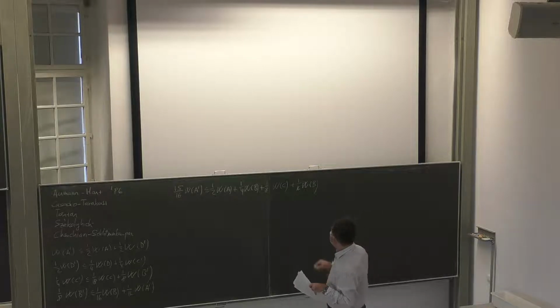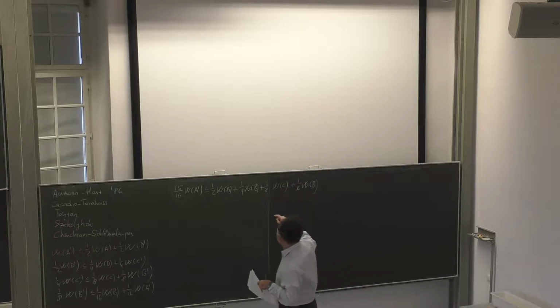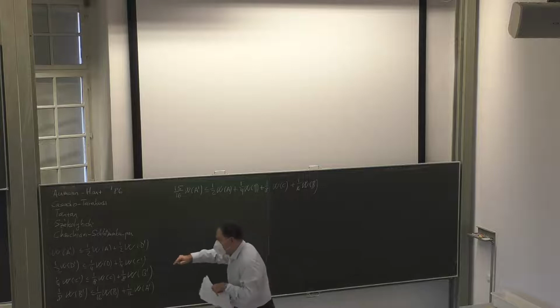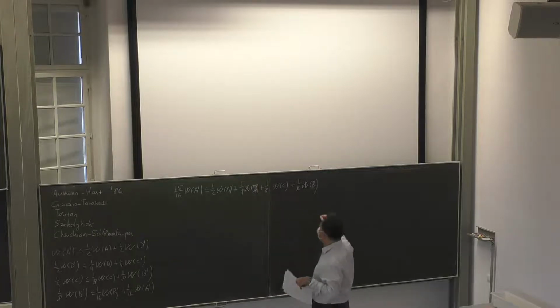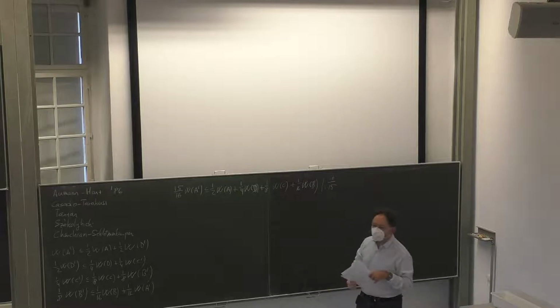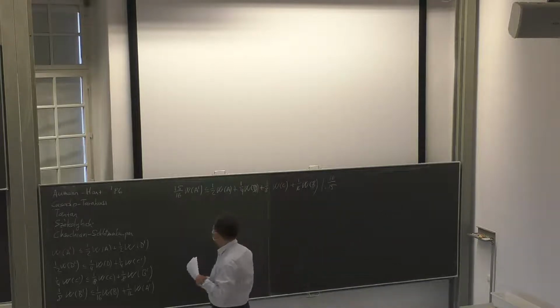I, B, C, D. So is B here? B. Aha. Thank you, Ulisse, because you are right. B, yeah. So now you multiply this by 16/15 to get 1 here as a coefficient.